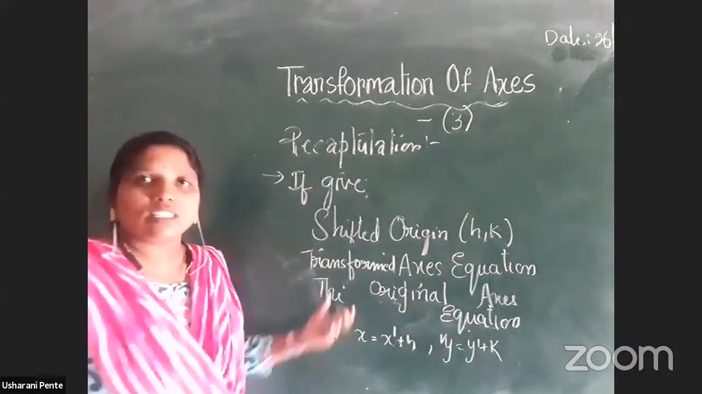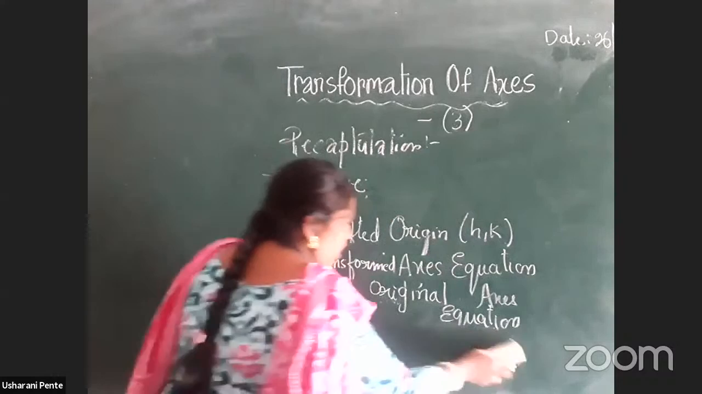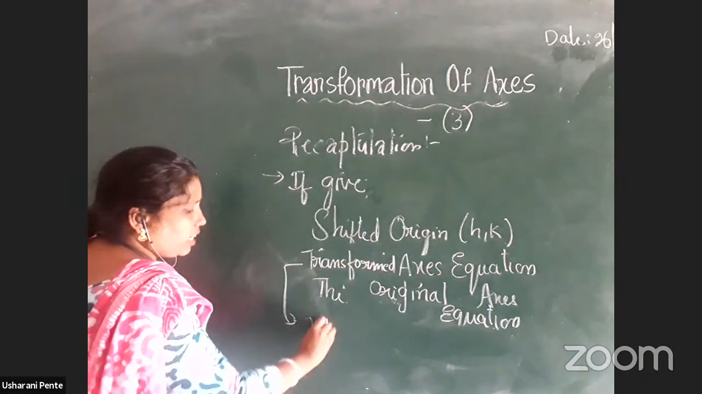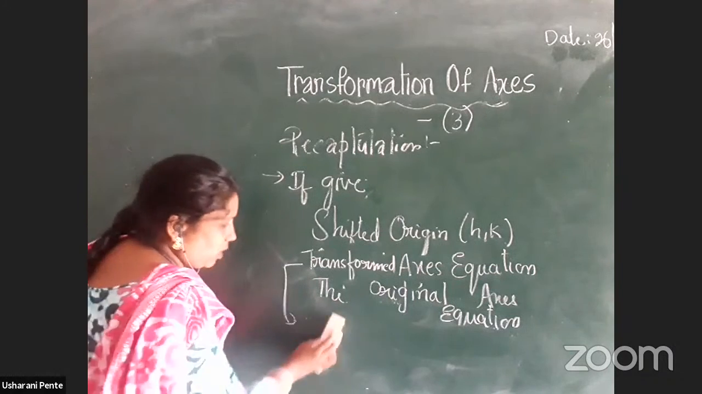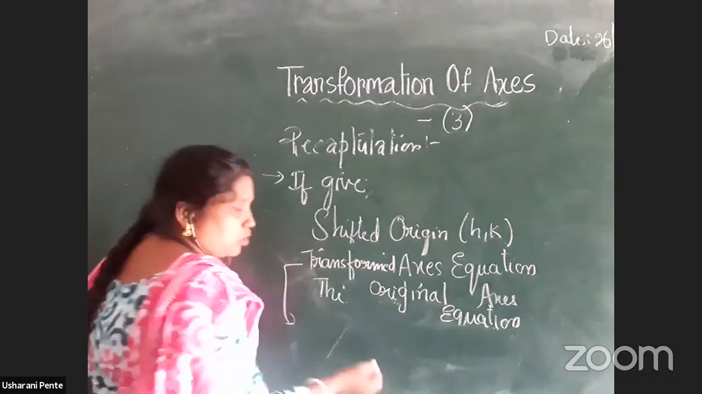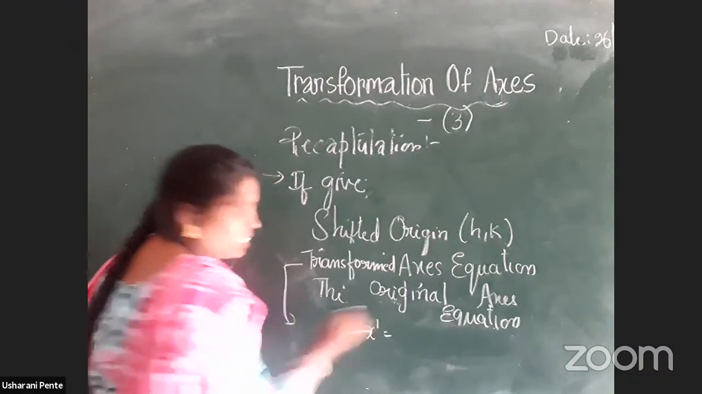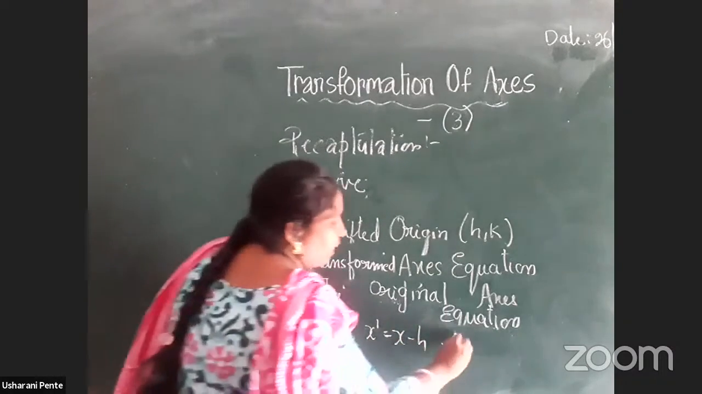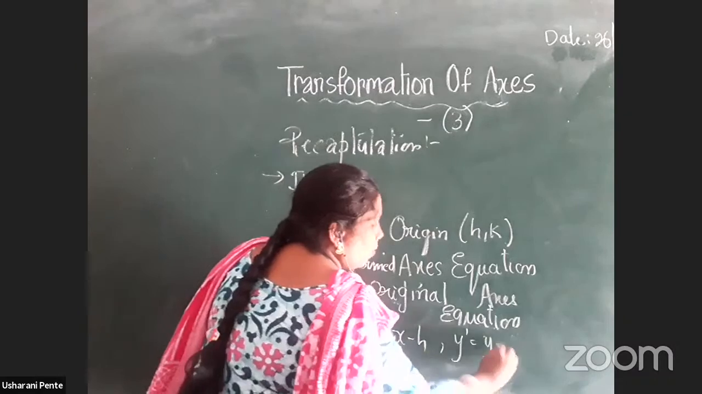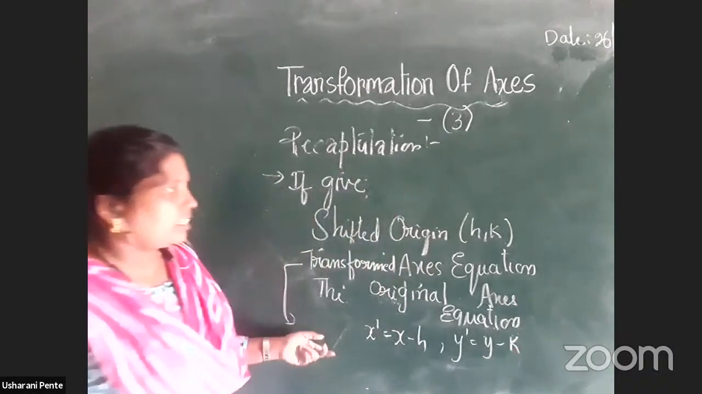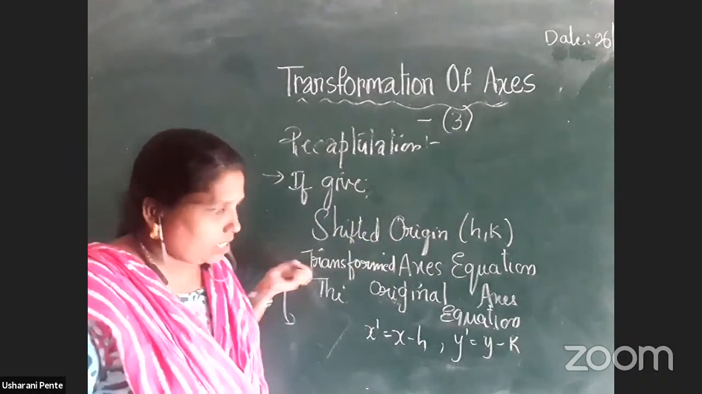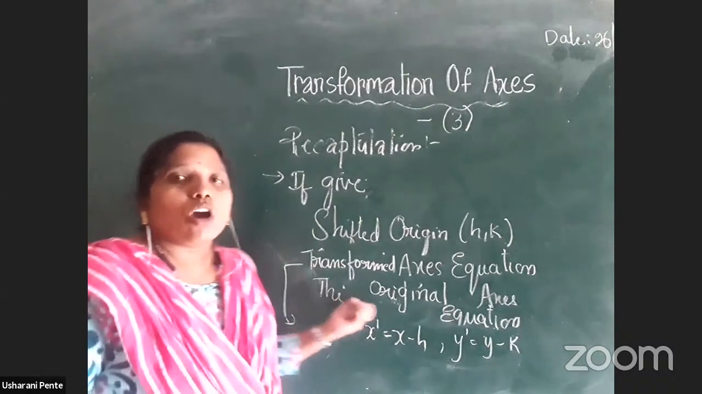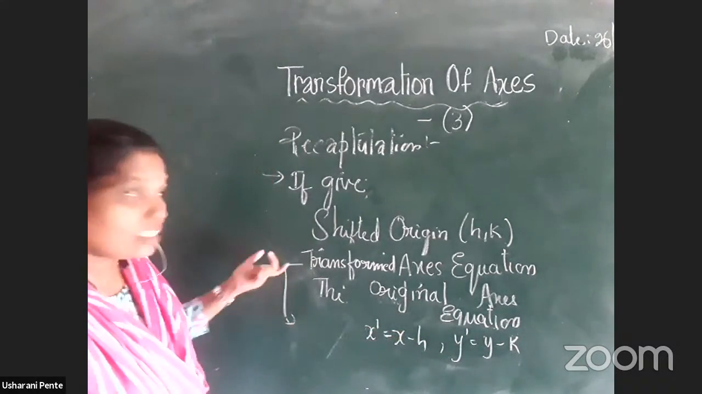How will we find the original axis equation? The transformed equation will be of the form x dash, y dash. So we need to substitute x dash is equal to x minus h, and y dash is equal to y minus k in the given transformed equation, such that after substitution we will get the original axis equation. This is the one point.